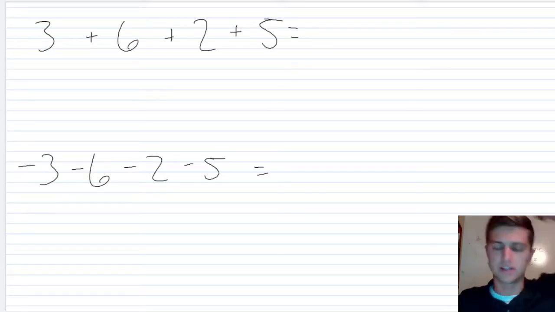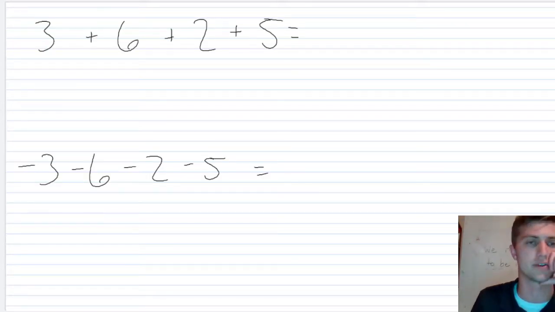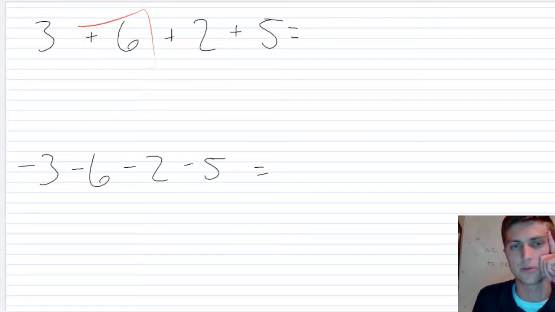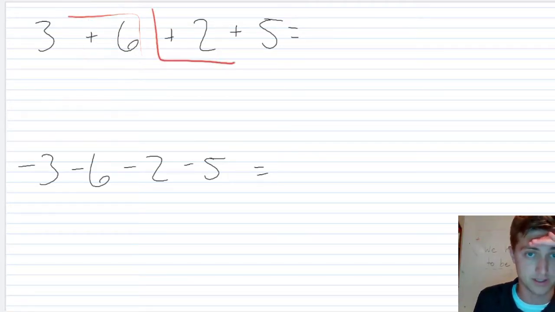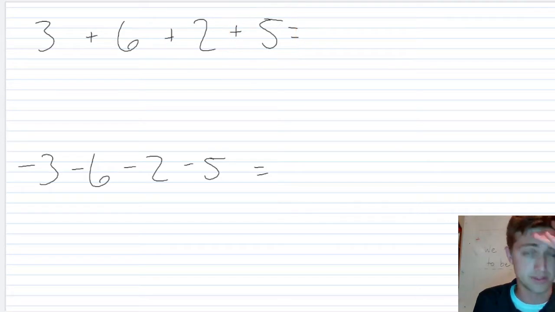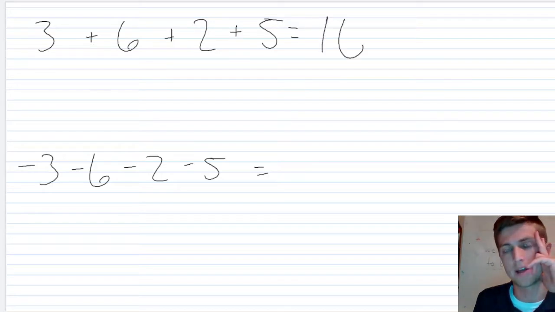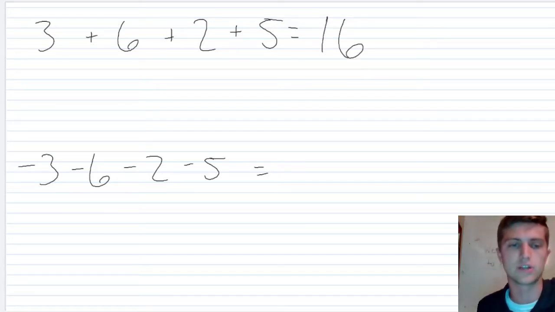Let's take a little look at how signed numbers work with addition and subtraction. This rule I'm about to teach you only works if all the signs for all the numbers are the same. So let's take a look at this first one. There's no sign, which means that's positive. When we look at terms, we're looking at the part plus the sign in front of it. So this is a +6, that's a +2, that's a +5. So it's 3 plus 6 plus 2 plus 5, 16.